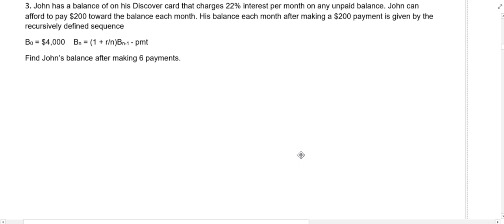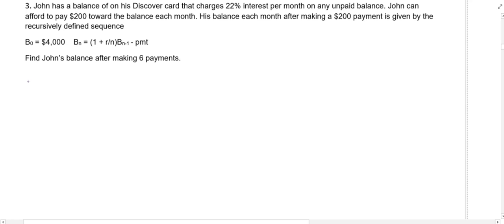So we have to go all the way to b sub 6. So we can't just plug the 6 in here. We have to actually go with each payment because each time it's going to be a little bit different. So we set this up here. We're going to start with our first payment.